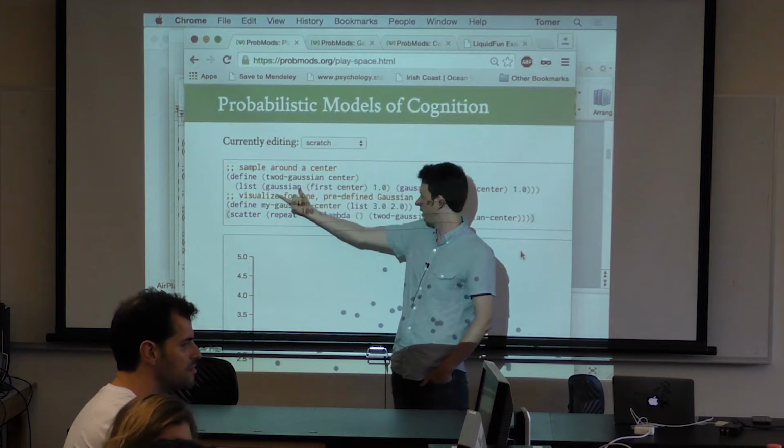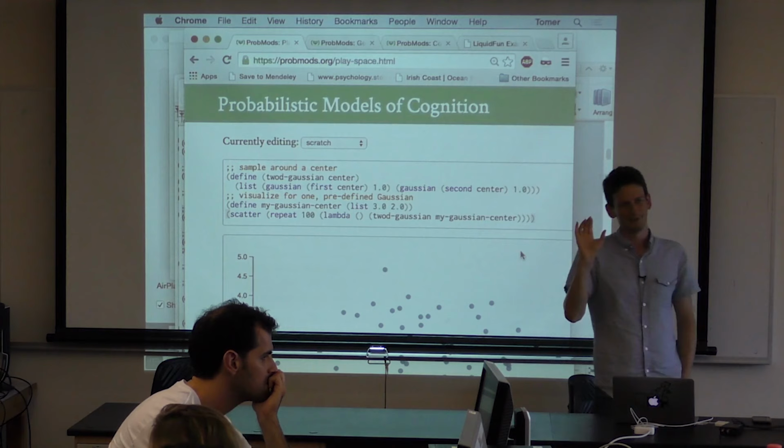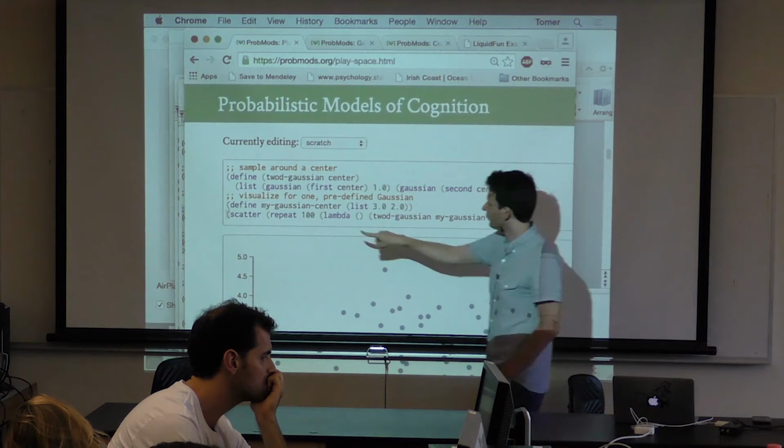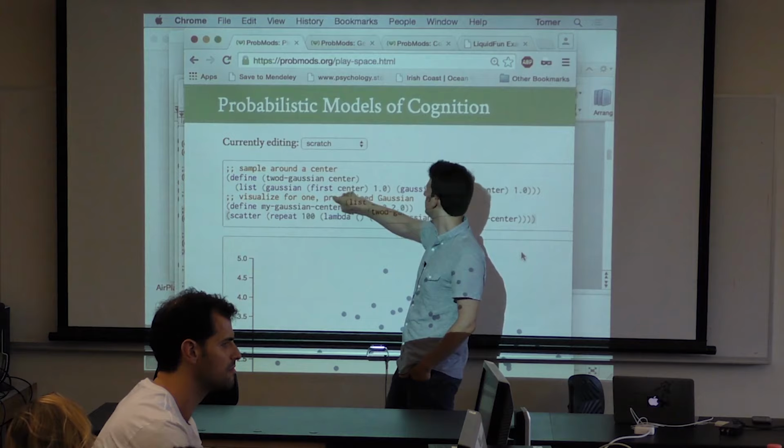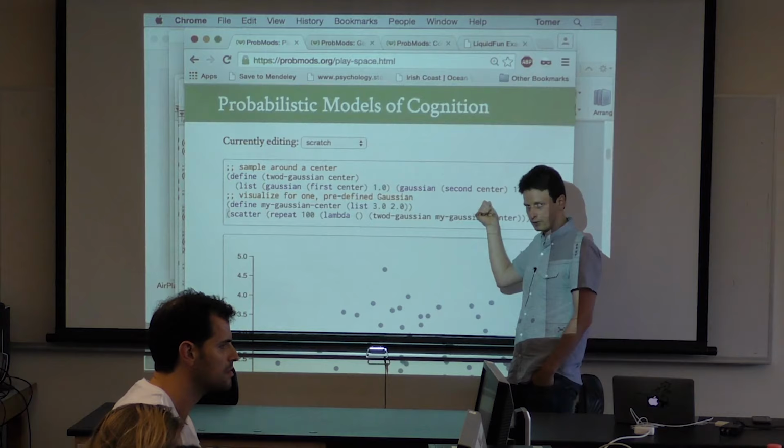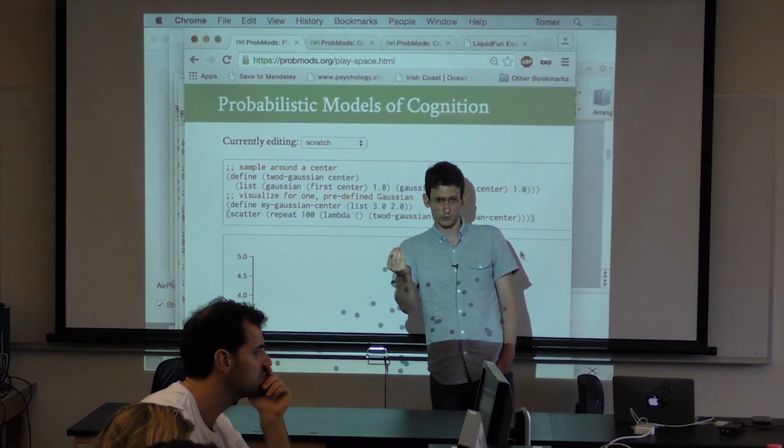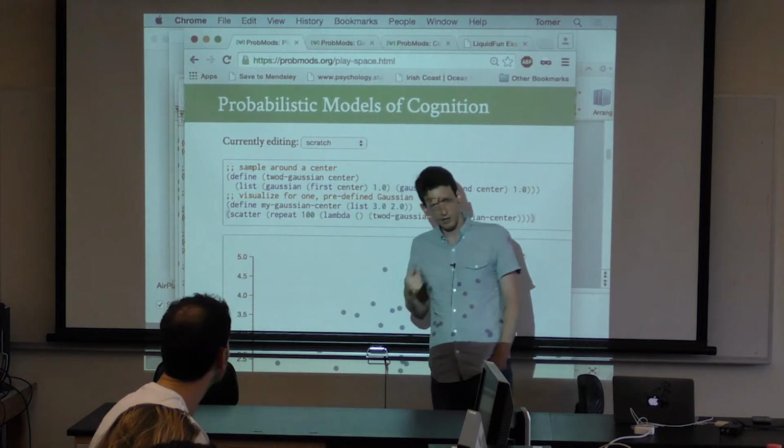Gaussian takes in two arguments. Okay, Gaussian takes in a mean and a variance. In particular, I'm going to take a Gaussian, and its mean is going to be the first argument of center, its variance is going to be 1. I'm going to take a Gaussian sampled from the second argument, the y, and a variance of 1. And then I'm going to just give you back that point. So this is a procedure that takes in a center point, and each time you sample it, it'll give you a sample from around the mean 3, 2.